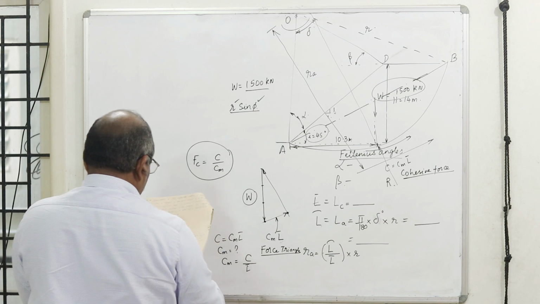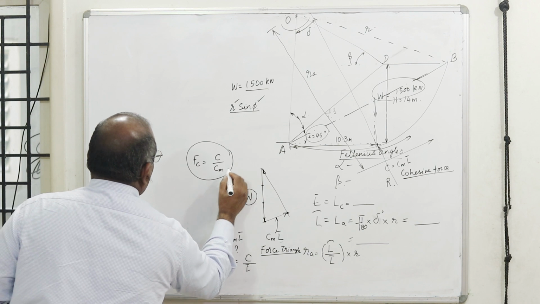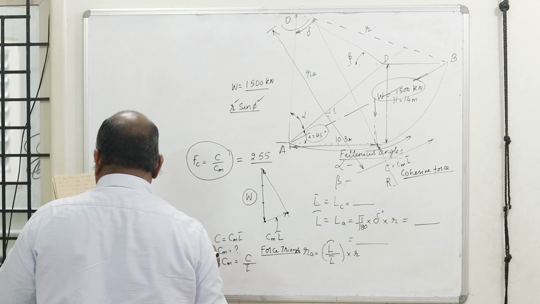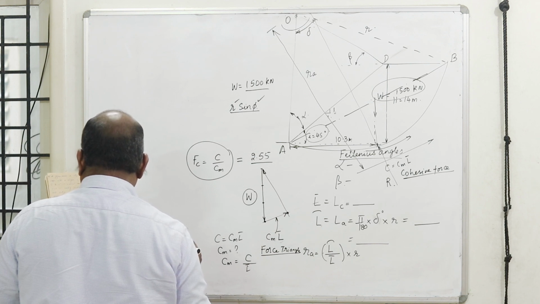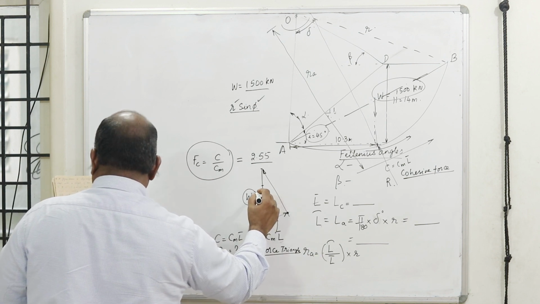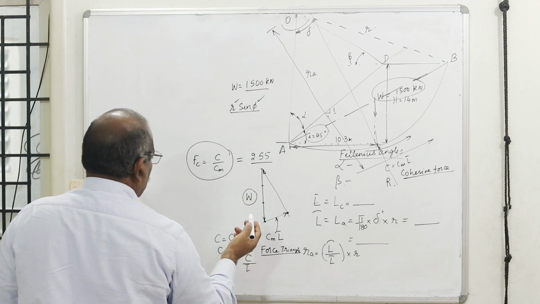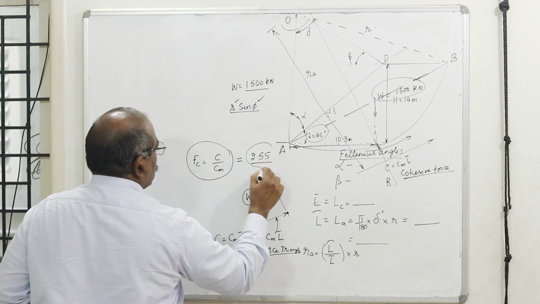I got a factor of safety of 2.55. Maybe slight variation, 10% variation is allowed. From the graph, I got 0.9. Scale, you can get this value of factor of safety 2.55.